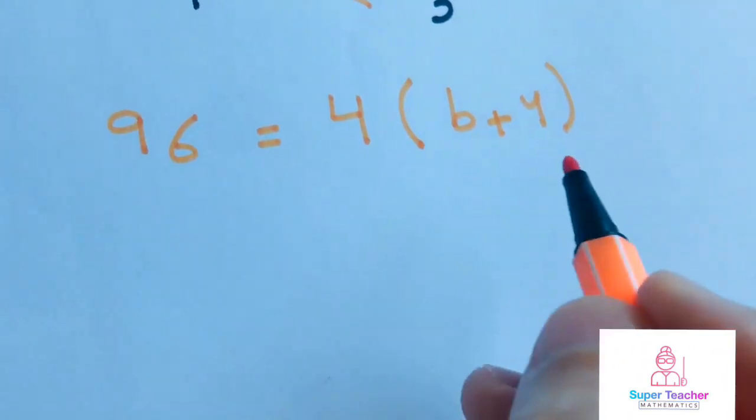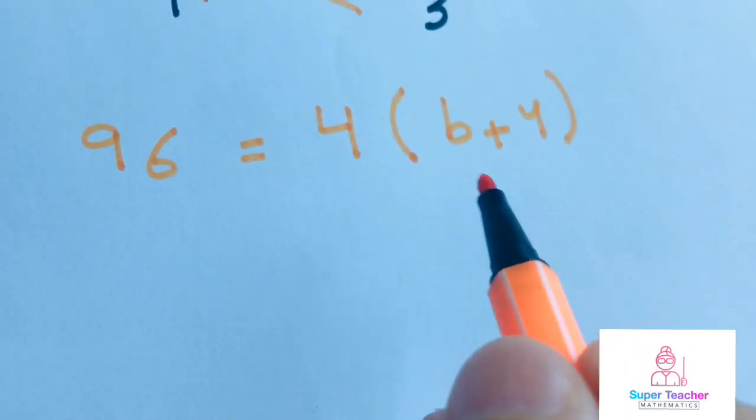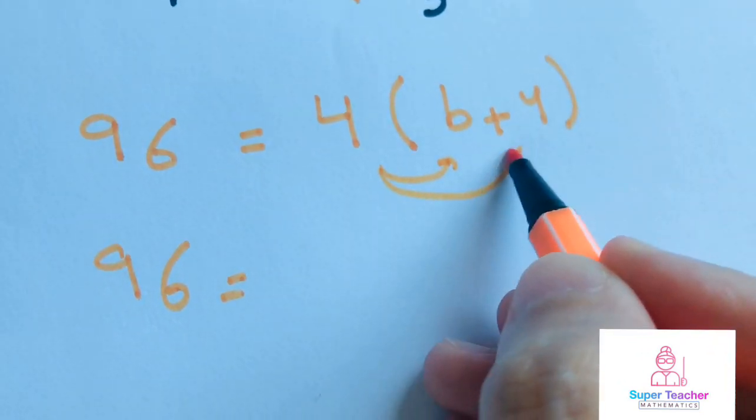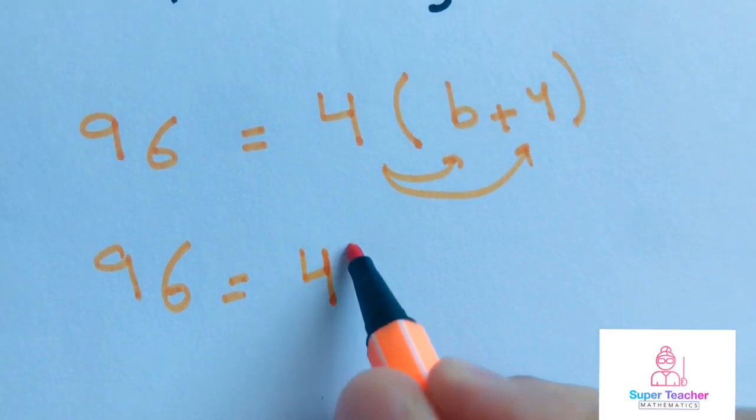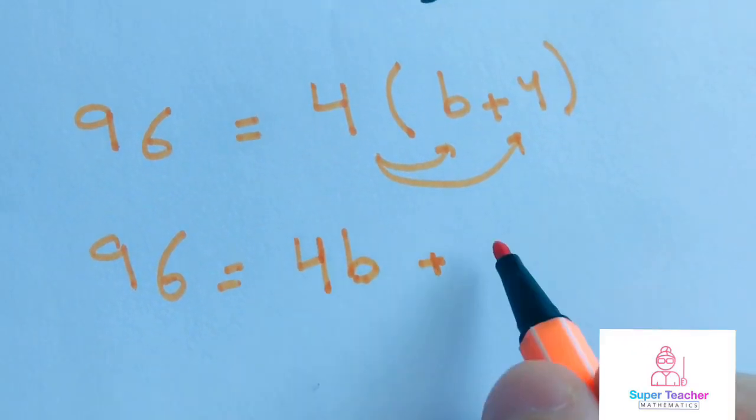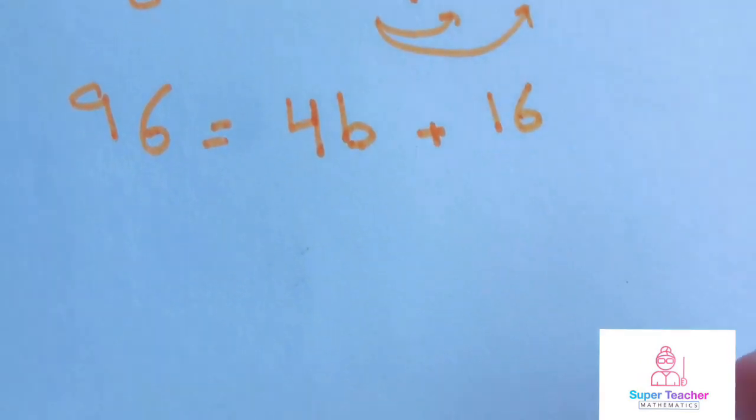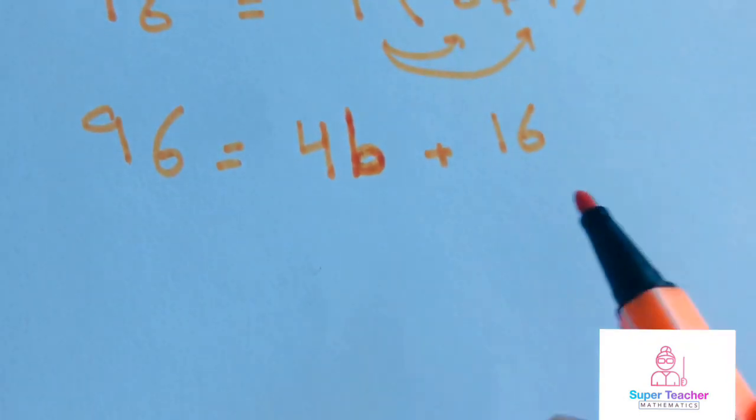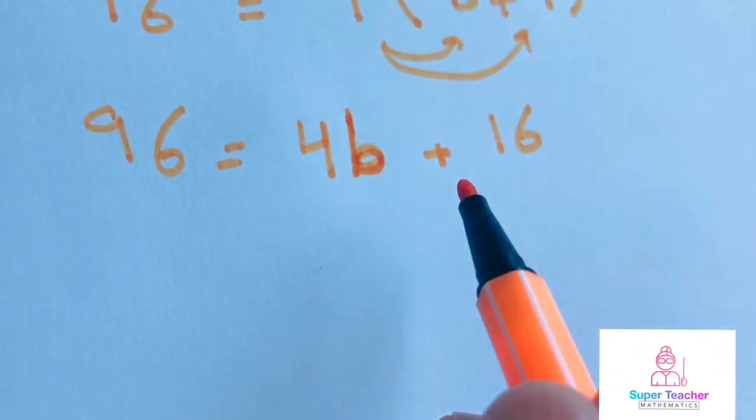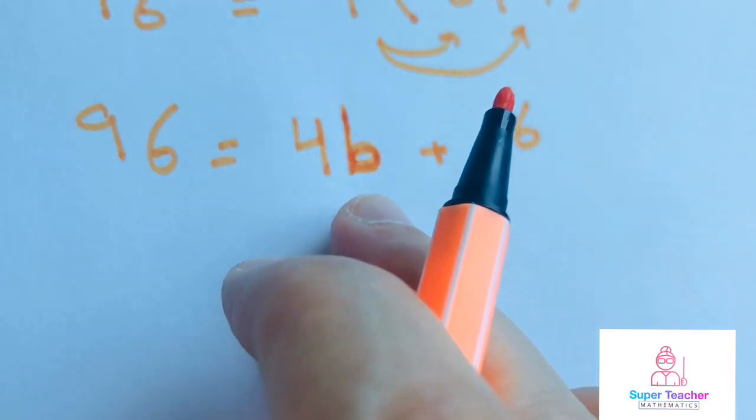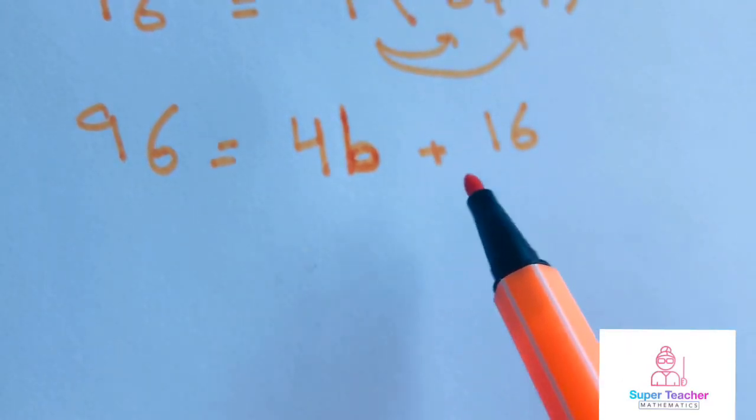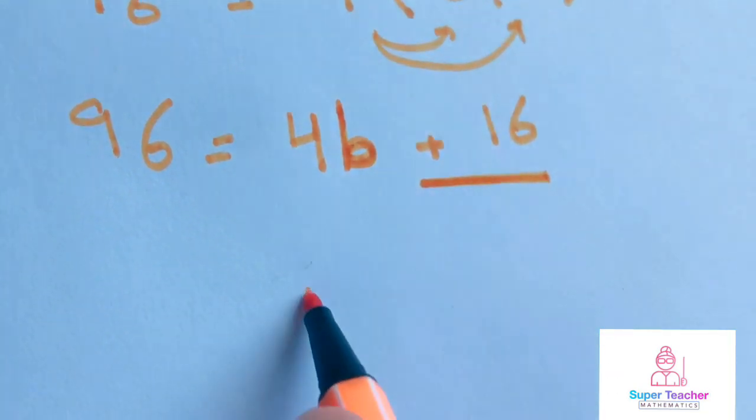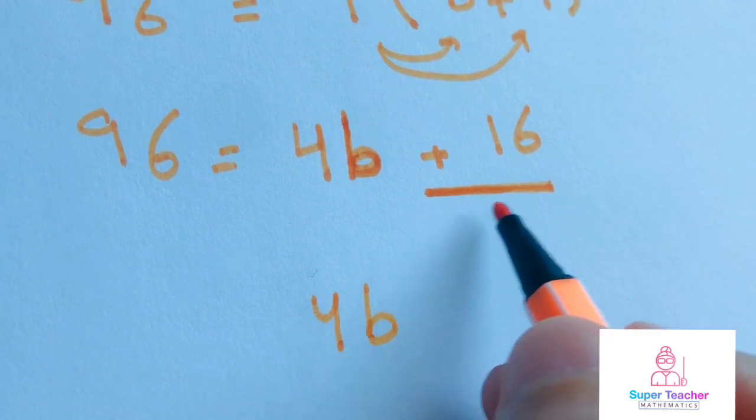So let's solve this equation. I cannot solve anything before I open the bracket. So 96 equals, I multiply 4 by b and 4 by 4: 4b plus 16. Now remember, this is b. I want to keep the b alone. We have 4 times b and plus 16. The first thing I'm going to do is take this one to the other side, so I do minus 16 here.